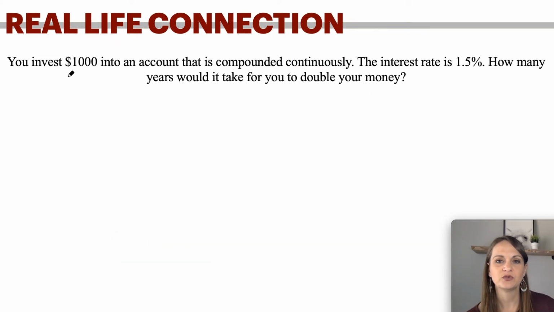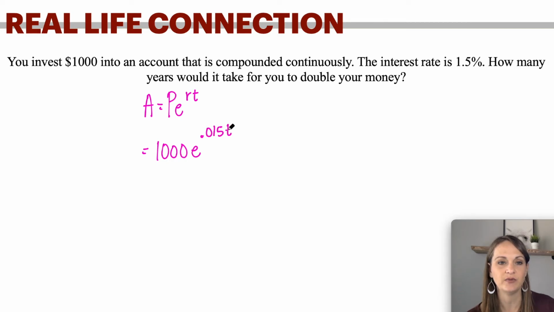Same thing is going to apply, except we now want to know how many years it would take to double your money. So we know that A equals P e to the rt. We know that the initial amount is $1,000. We know that the rate is 0.015t, but we don't know how many years it's going to take. They want to know to double your money, meaning if you invest $1,000, how many years will it take for you to earn $2,000, because that's literally doubling your money. So now we have an equation that has a variable in this exponent.